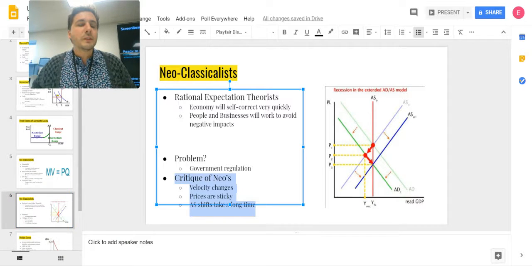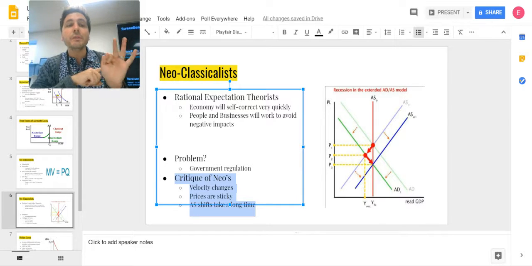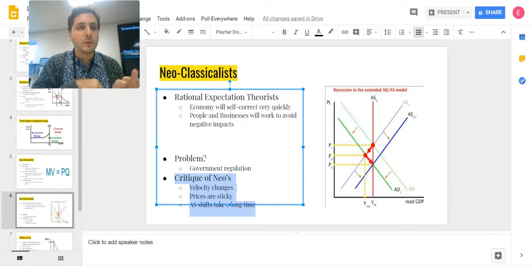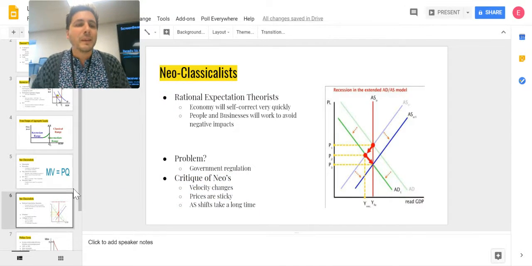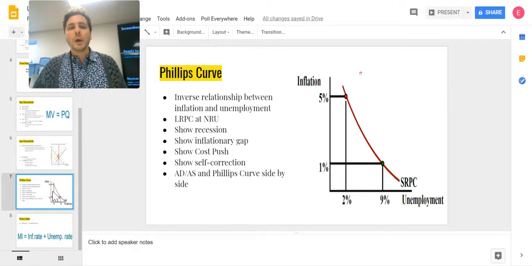The critique of these neo-classicalists is simple. Velocity keeps changing over time. Prices historically have still been sticky regardless of this. And in every single scenario, even in the Reagan era where the monetarists were king, average supply still took a long time to self-correct. Right? So those three main things have kept the Keynesian model as the mainstream economist. All right, let's keep rolling.